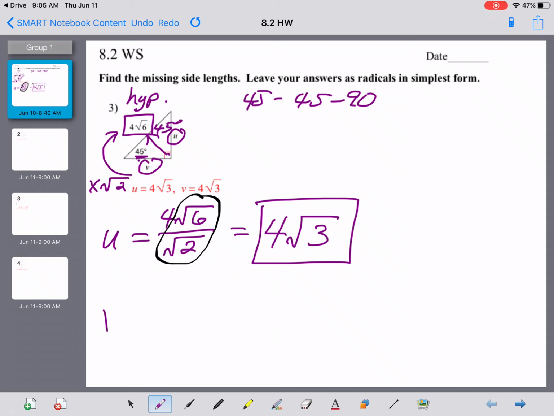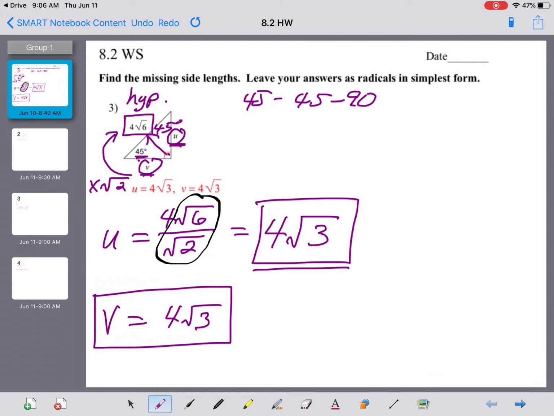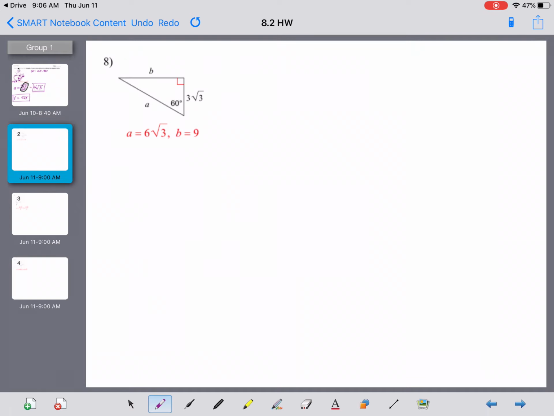of 3. To come up with V, we know that V is the other leg in this 45, 45, 90 triangle, and we know that because this triangle is isosceles, the legs have to be congruent. So if U is 4 root 3, V has to be the exact same thing as U, which is going to be 4 root 3 as well. So that's how you handle number 3. Let's move on to number 8.